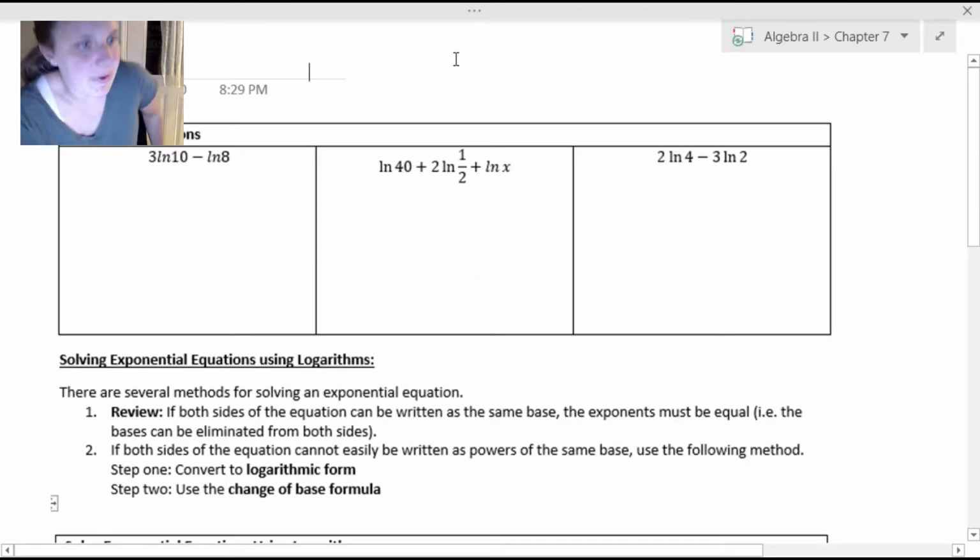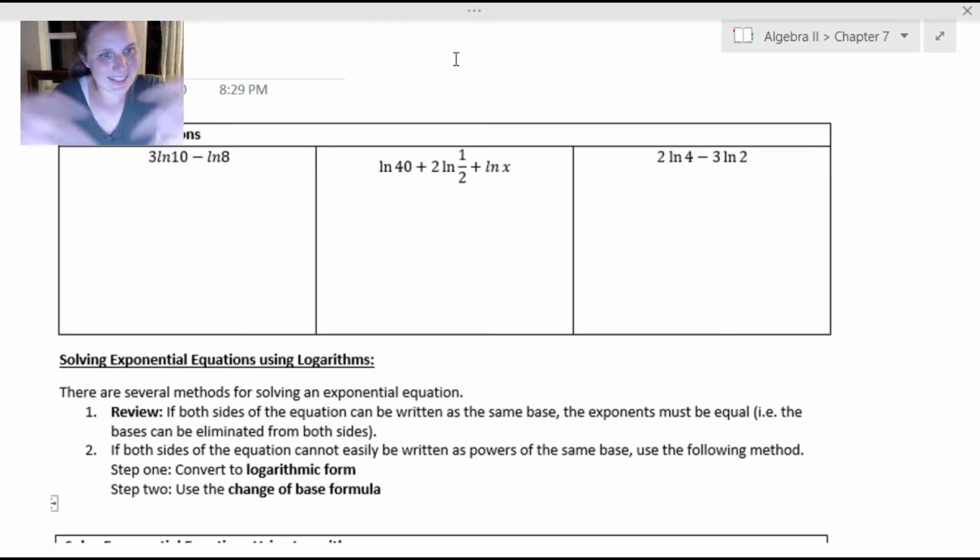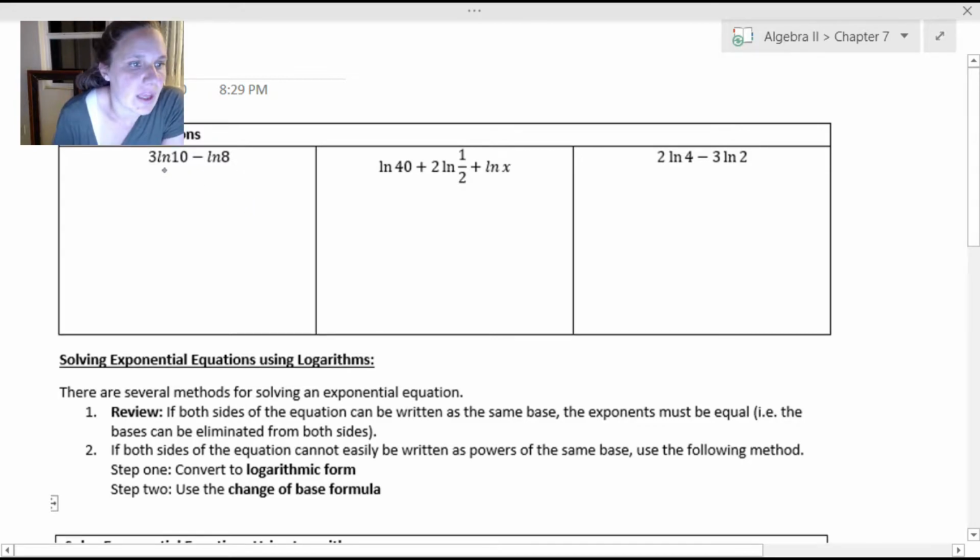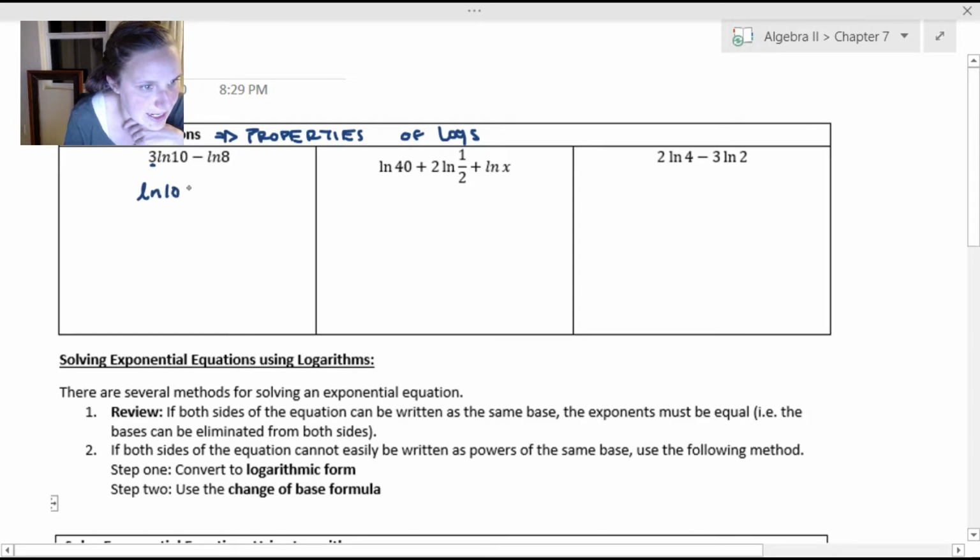So we're going to simplify these expressions. That means we're going to write it as a single logarithm, so we're condensing these logs. We're using the same properties of logs that we already used in 10.5. First, if there's a coefficient in the front, it can become an exponent. So the natural log of 10 to the power of 3, there is no coefficient. This one's just going to say the natural log of 8.